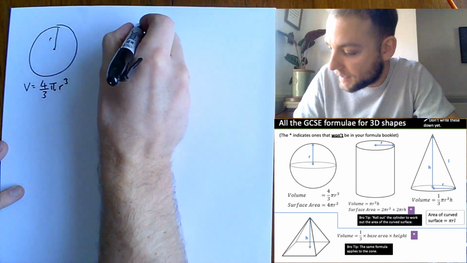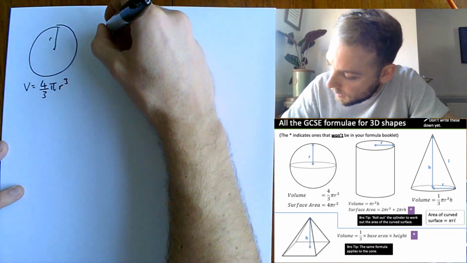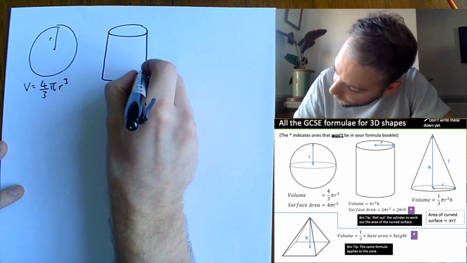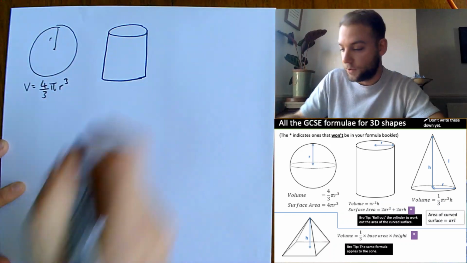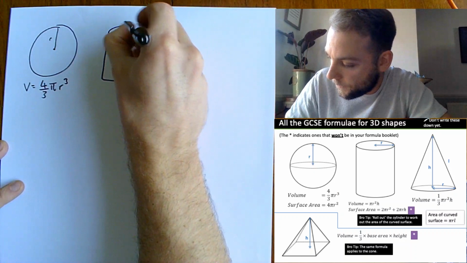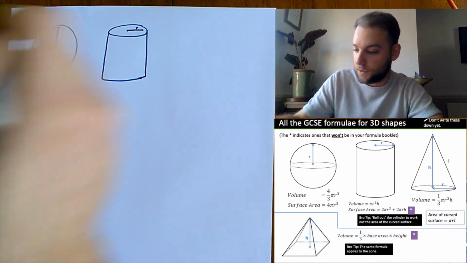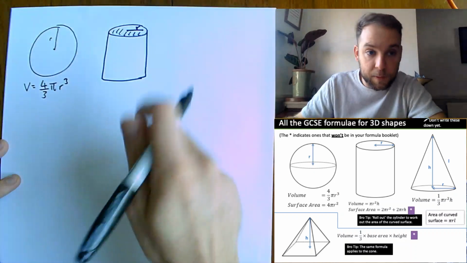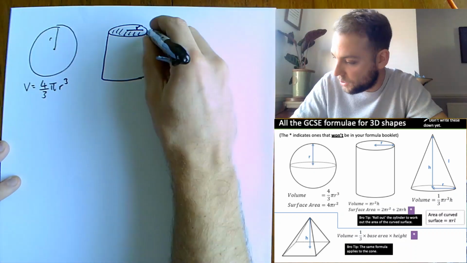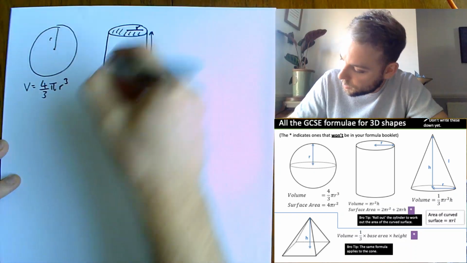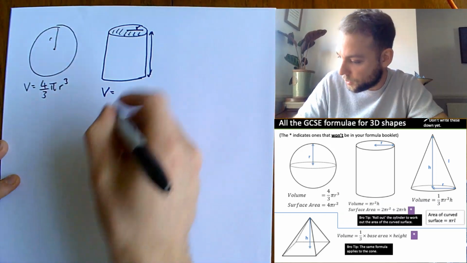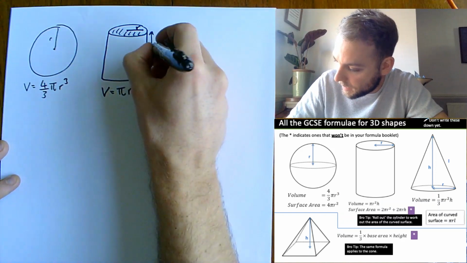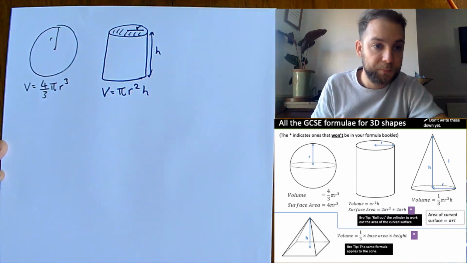We've got our cylinder, which is just another way of doing our prisms. So we know it's the cross-sectional area, which is this part here, times by the depth. In this case, we'll call it h. So the volume of that one is equal to pi r squared h.